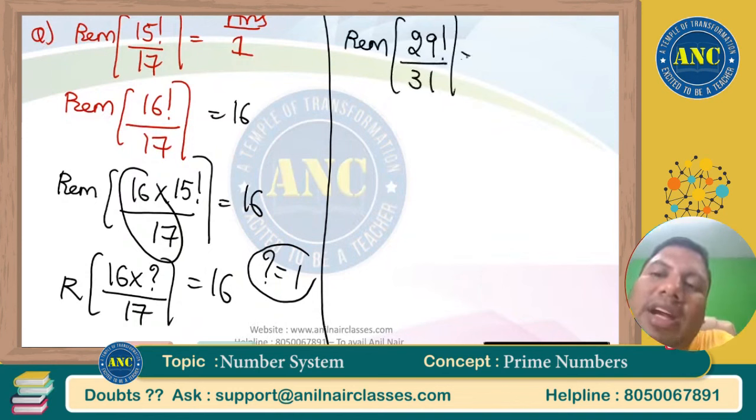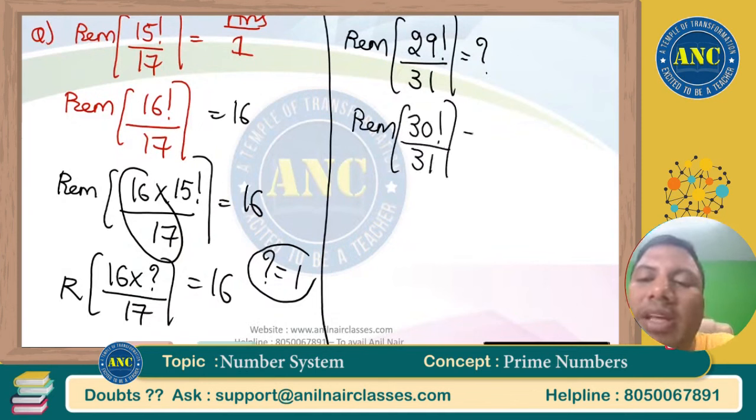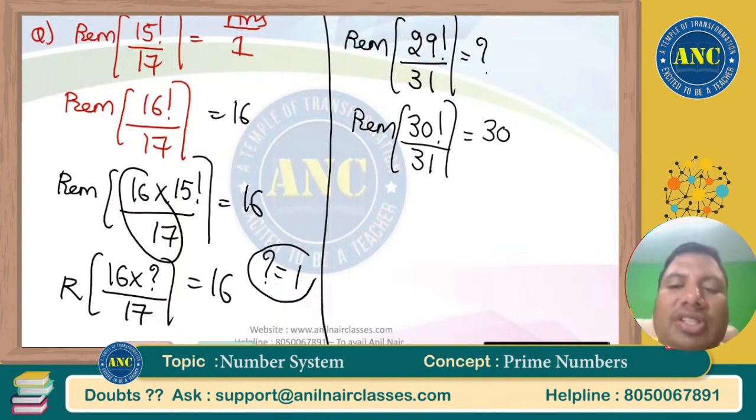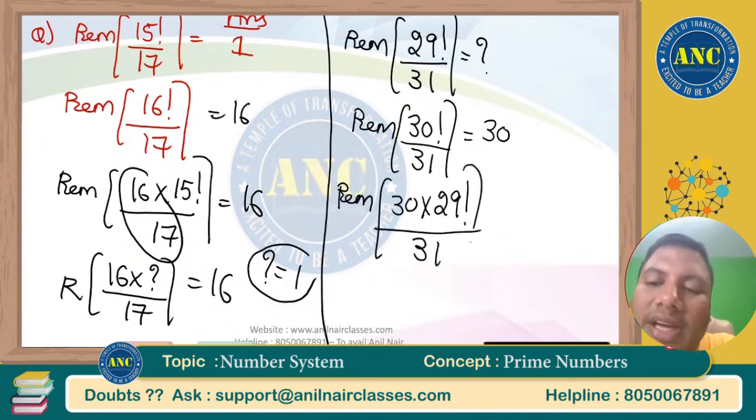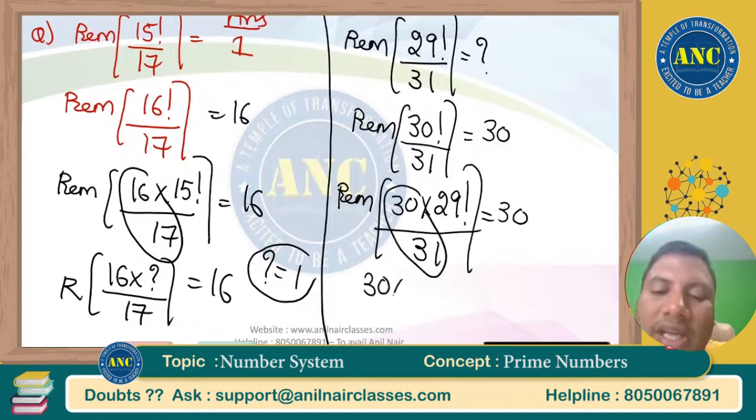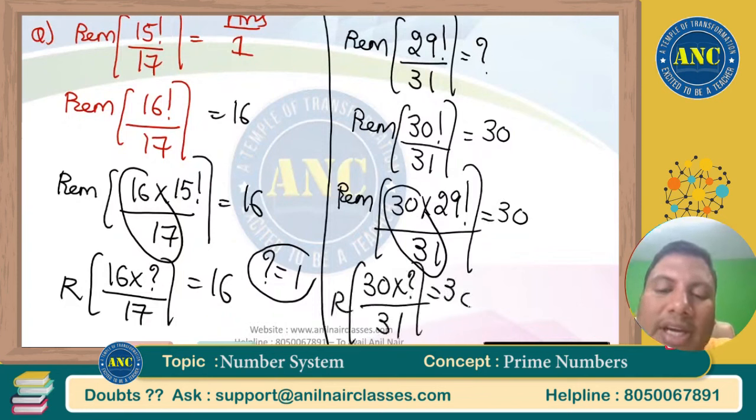29 factorial by 31. Now if you observe carefully, 30 factorial by 31 is P minus 1 factorial by P, which is 31 minus 1, that is 30. 30 factorial is nothing but 30 into 29 factorial divided by 31. 30 by 31, it is 30. 29 factorial by 31 is the question mark, divided by 31 it is nothing but 30. Just by looking at the question itself, we can say that the answer is 30. I hope the idea is clear.